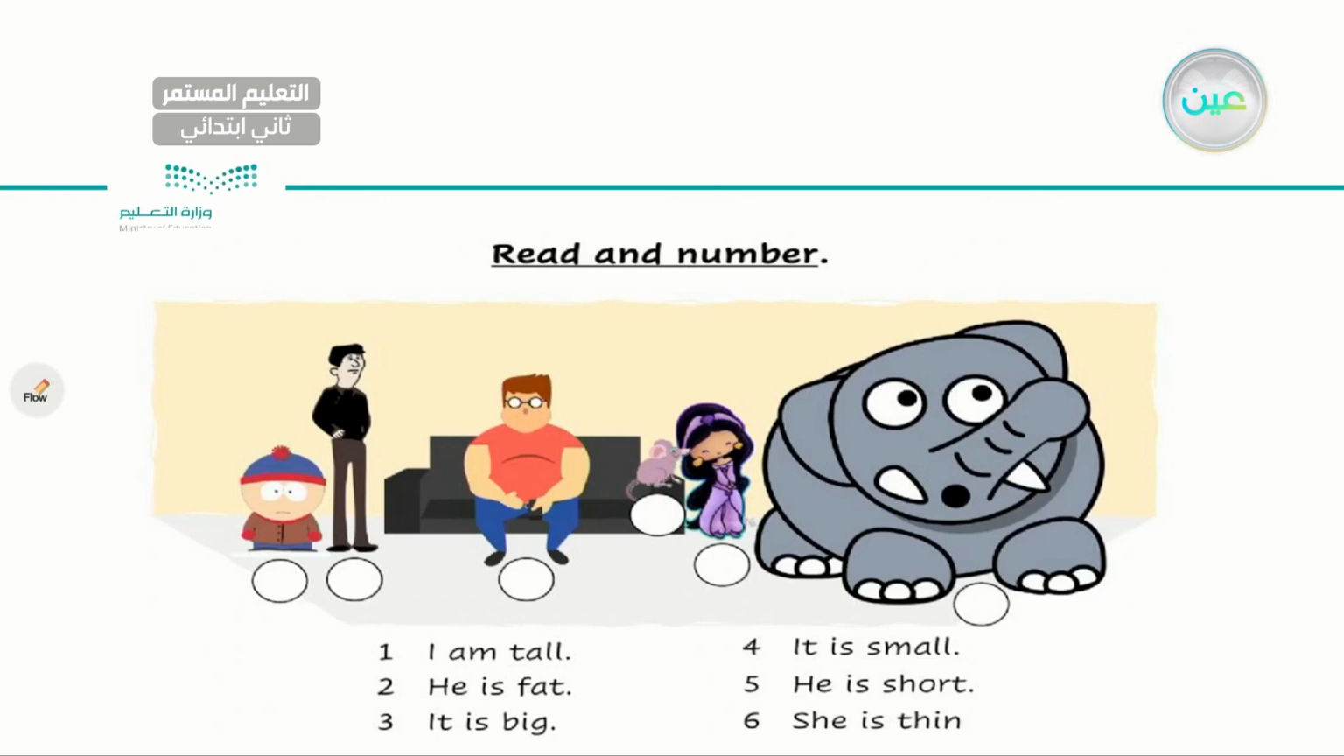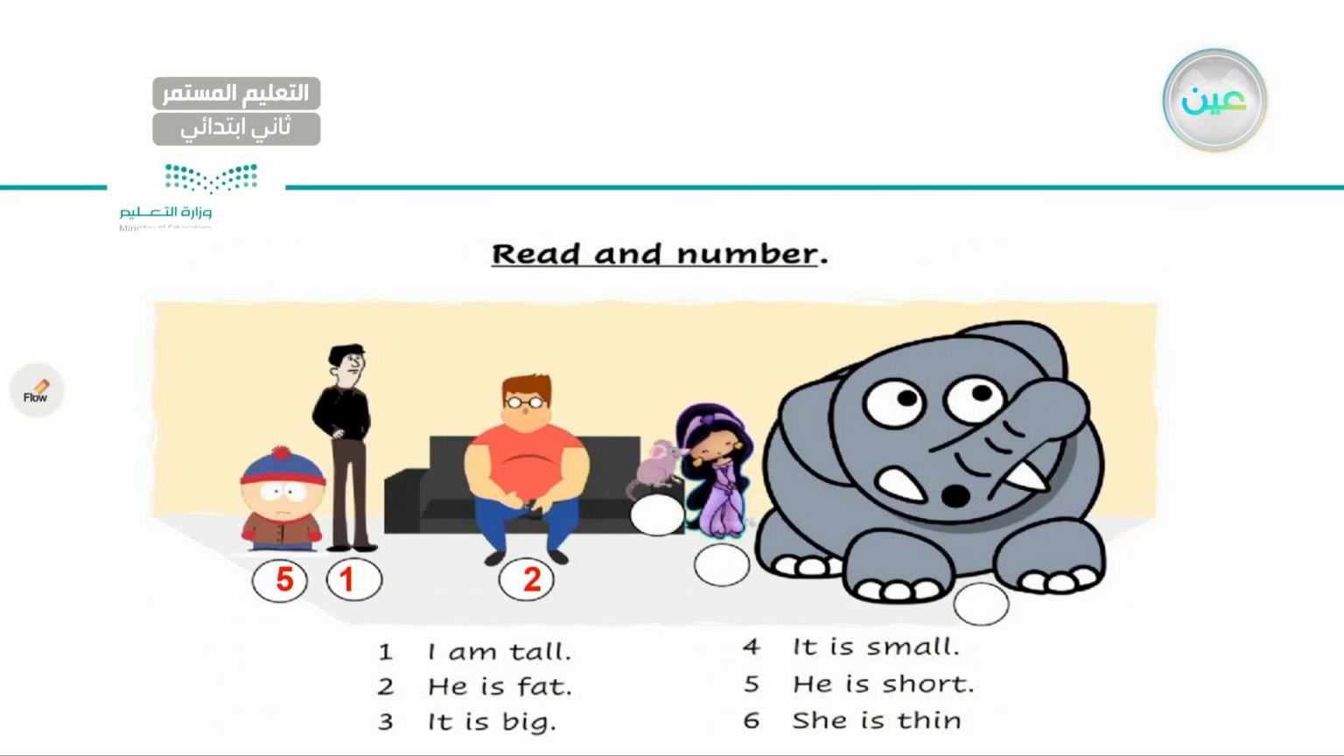Let's start with the boy, with the first boy in the picture. He is short. Very good. The man next to him, what do you think the answer will be? He's not short actually. So we will go with sentence number 1. I am tall. So now we're done with tall and short. Let's go to the man sitting on the couch. What do you think? How can we describe him? He is fat. Very good.